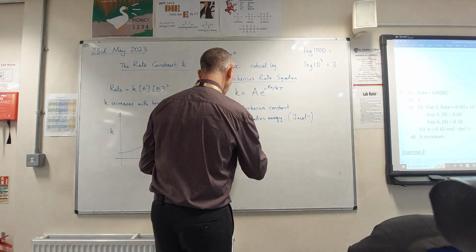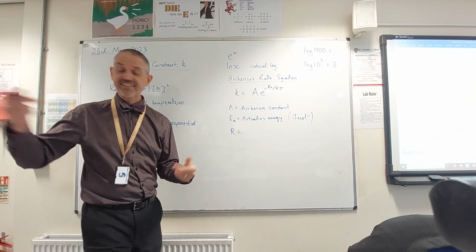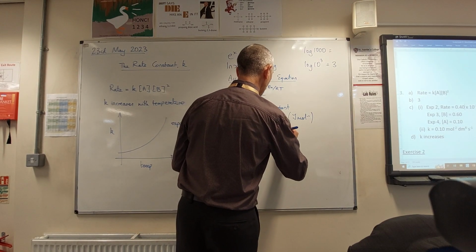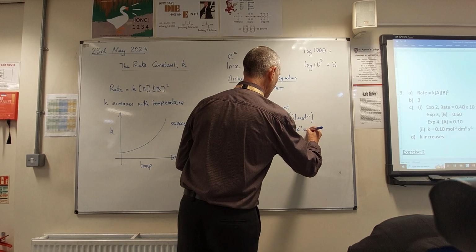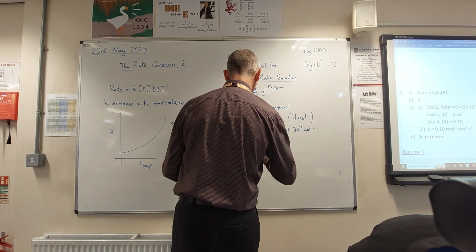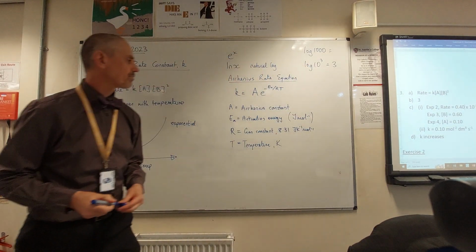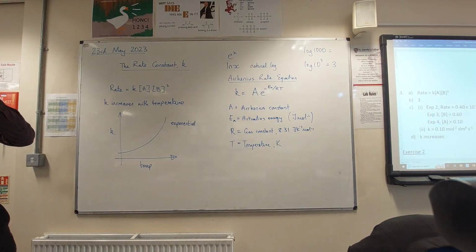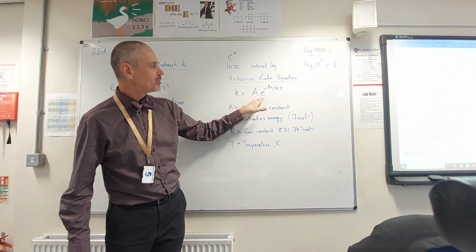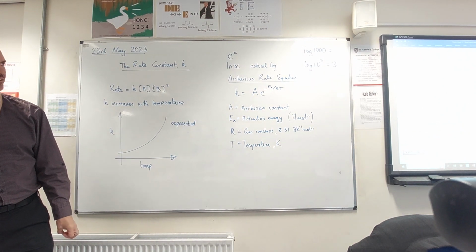Okay, R, we know R. What's R? It's the gas constant. Ideal gas constant, 8.31 joules per Kelvin per mole. And T is obviously temperature. It's got to be in there somewhere, measured in Kelvin. Yeah, so that gives you the exponential relationship between temperature and our little k, the rate constant.